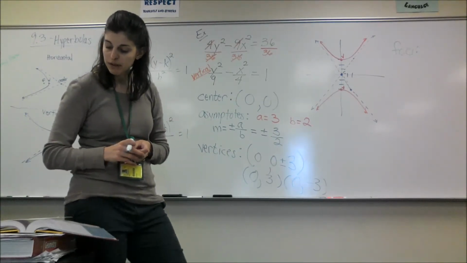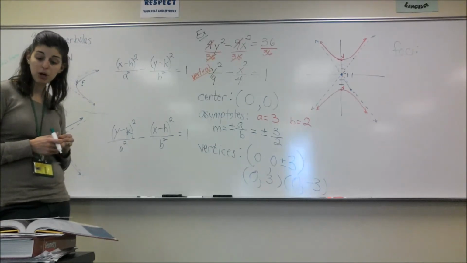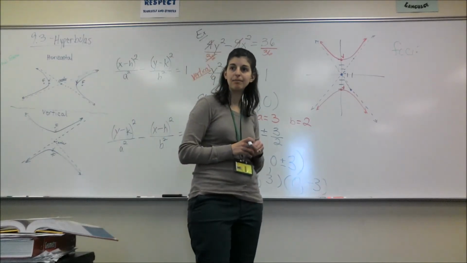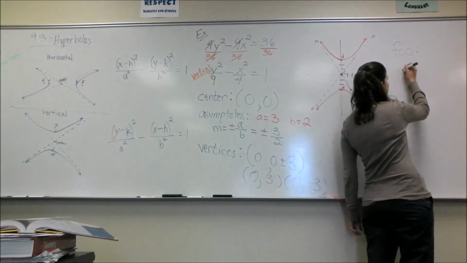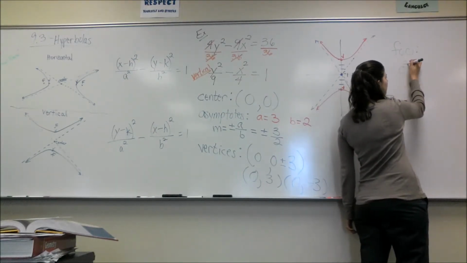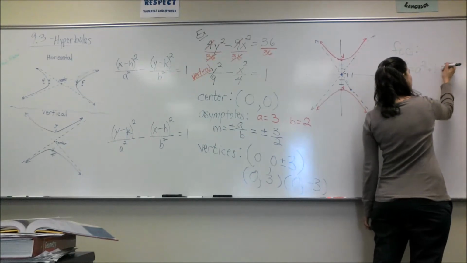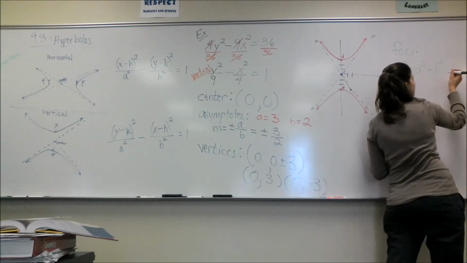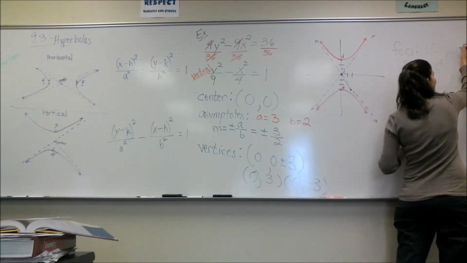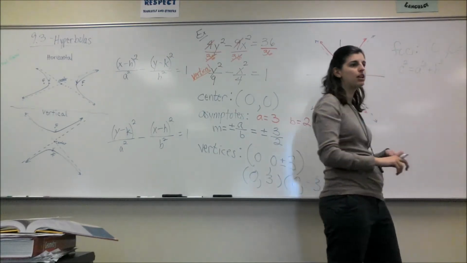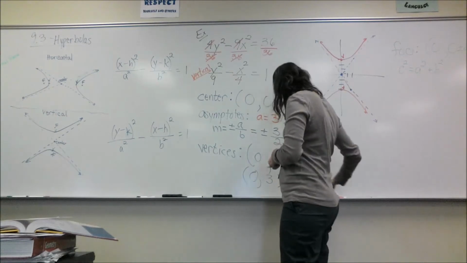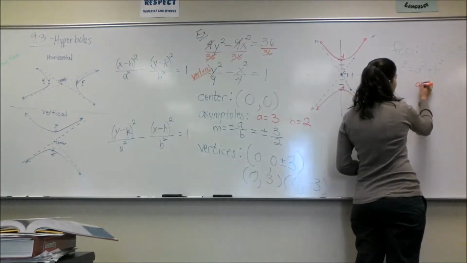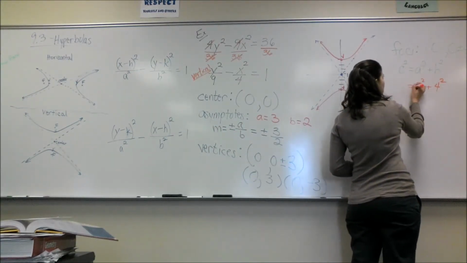So anybody know what the formula for C is? How do we find C for a hyperbola? Yeah, now it's the same as it was for the Pythagorean theorem. C squared equals A squared plus B squared. And we're going to add and subtract C to our center, 0, 0. And to find C, I'm going to use this formula. What are A squared and B squared? 9 and 4. Good.